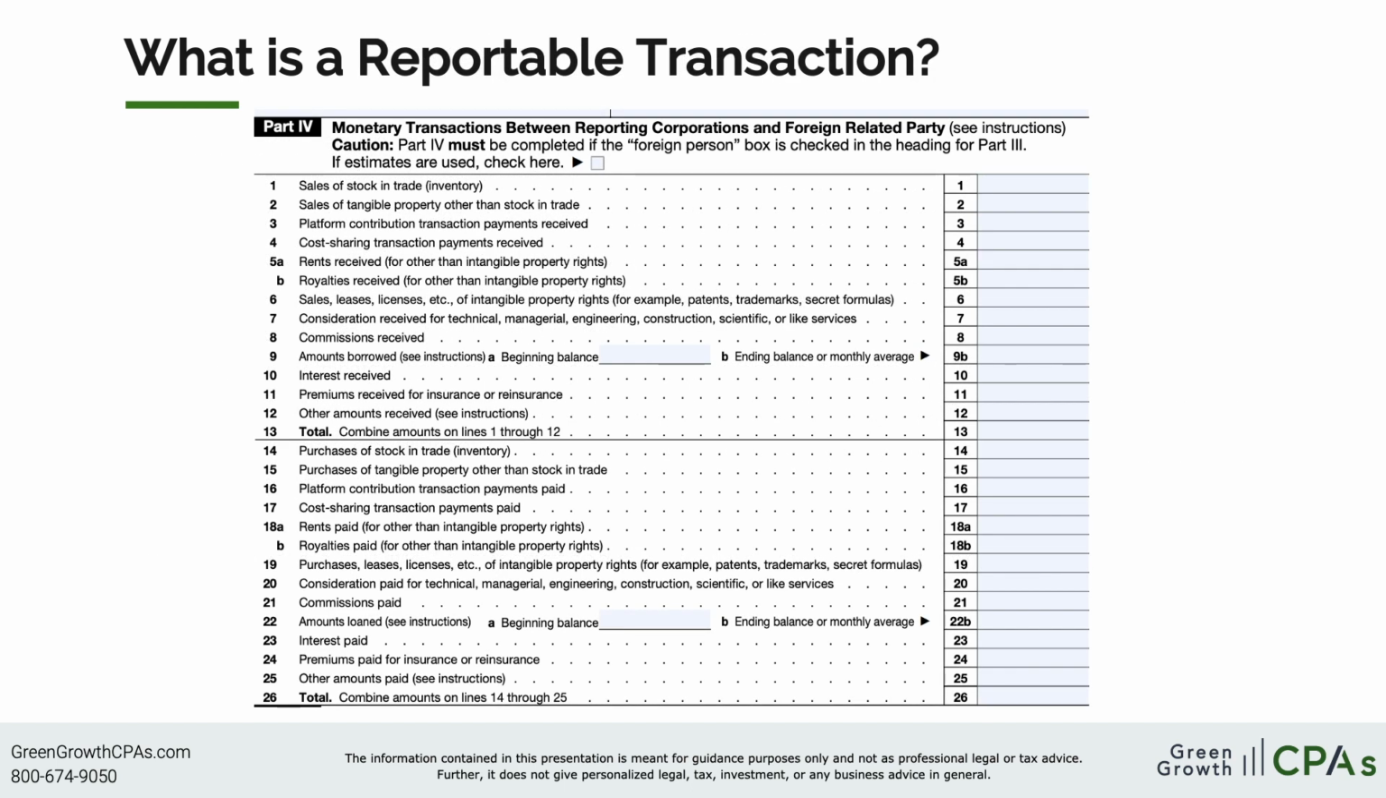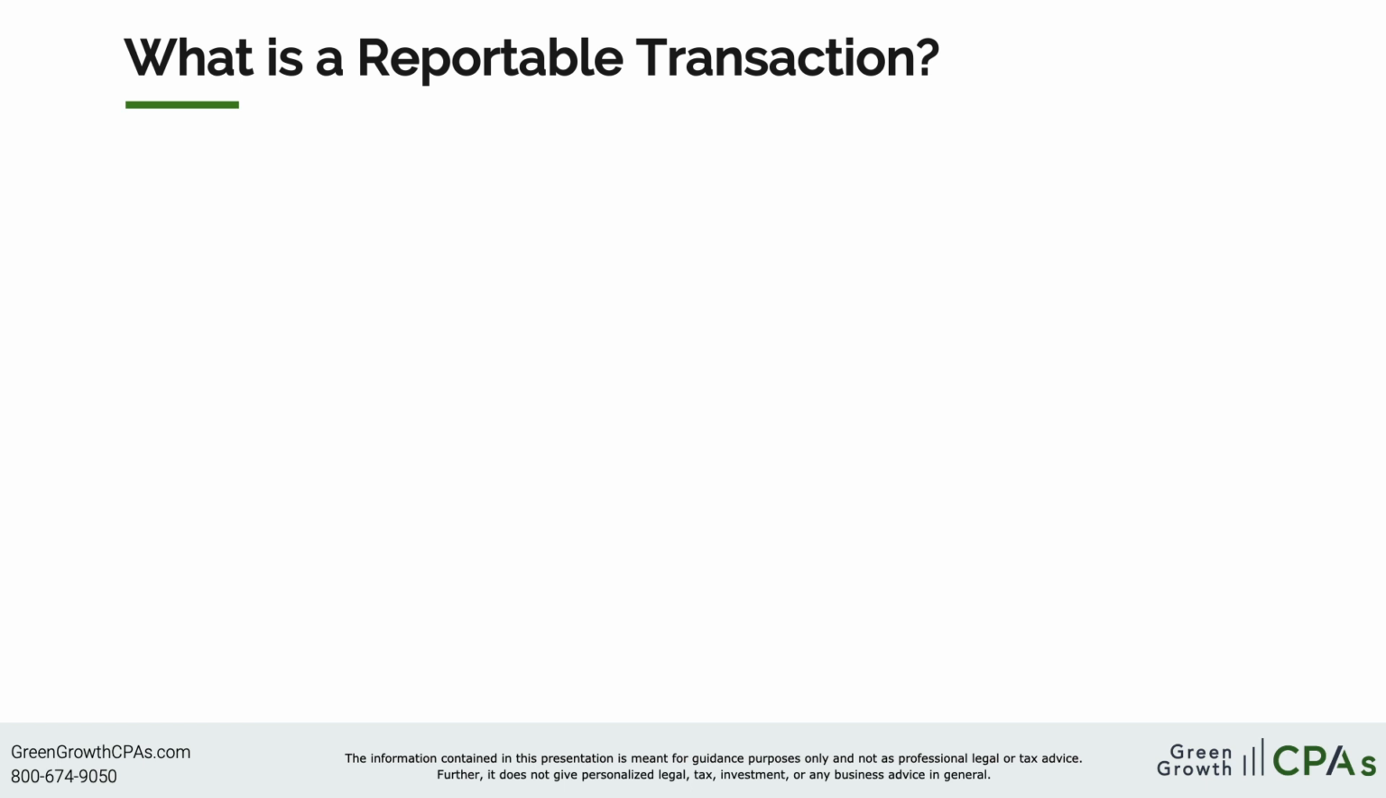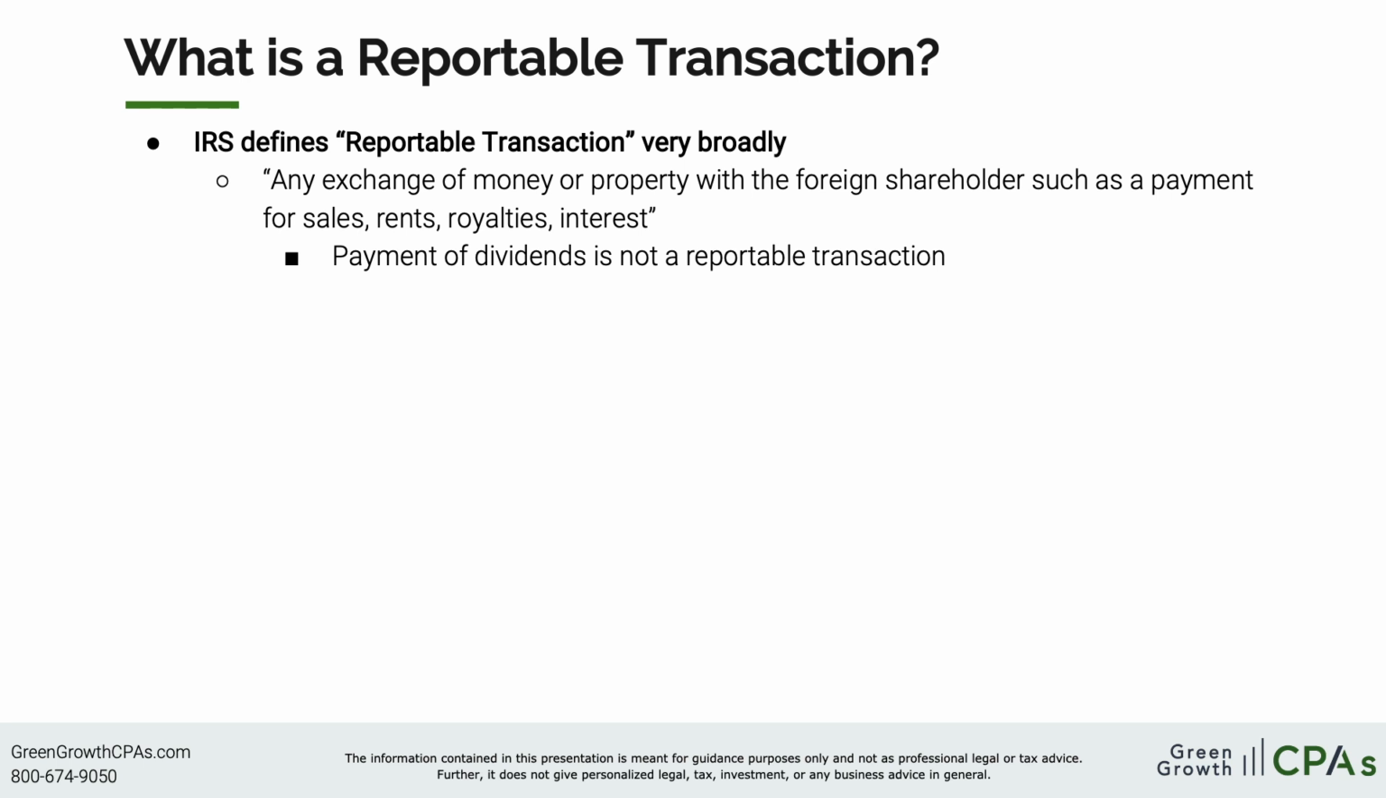So now that we've talked about Form 5472 and its relationship to foreign ownership, we need to now talk about reportable transactions. So what is a reportable transaction? Now, on Form 5472, it asks for reportable transactions. The IRS defines a reportable transaction very, very broadly. A reportable transaction is any exchange of money or property with the foreign shareholder, such as a payment for sales, rents, royalties, and interest.